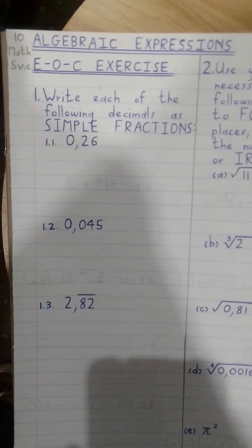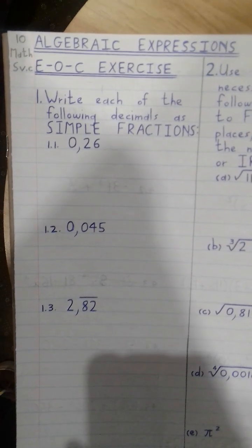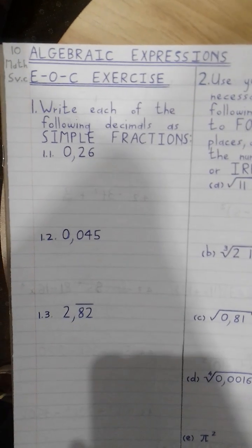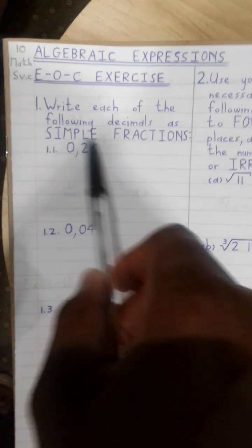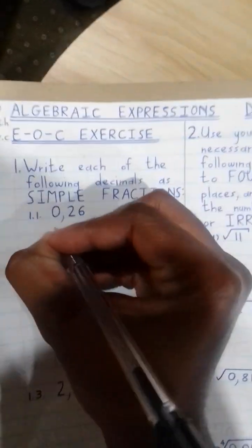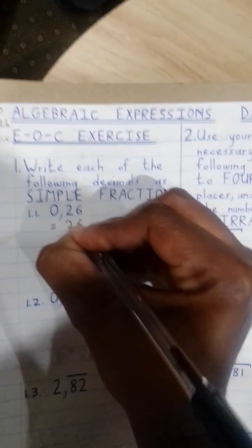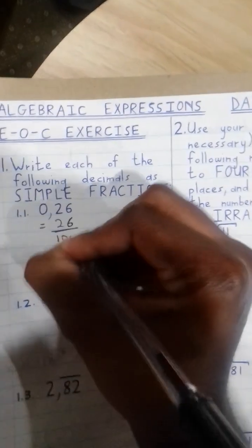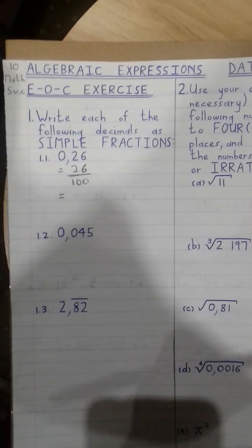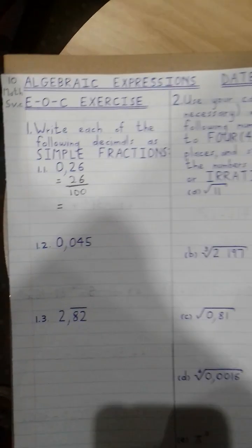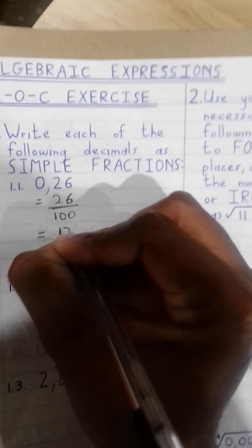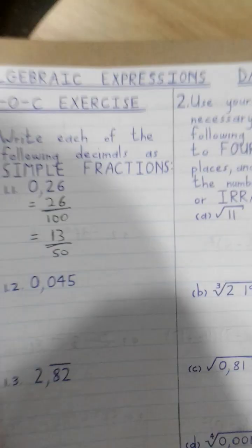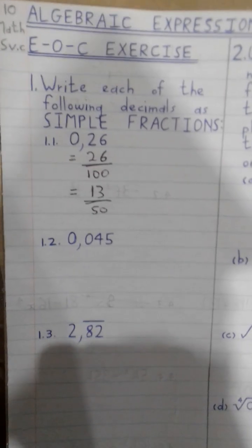Number 1 states, write each of the following decimals as simple fractions. 1.1, we have 0.26, so 0 comma 26, 2 digits after the comma, so this is just going to be 26 over 100. Now 26 is not a prime number, so simplifying 26 over 100, the final answer is 13 over 50. 13 is a prime number and 50 is not a prime number.